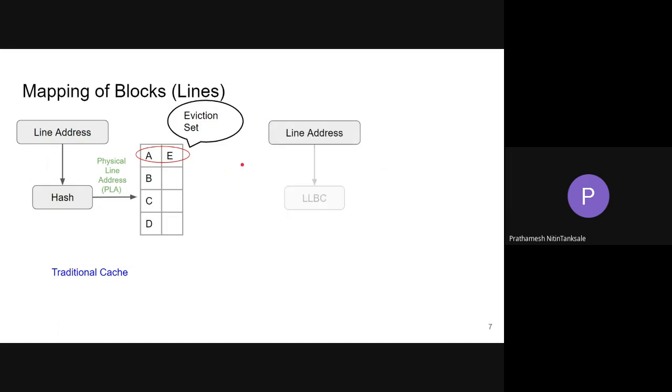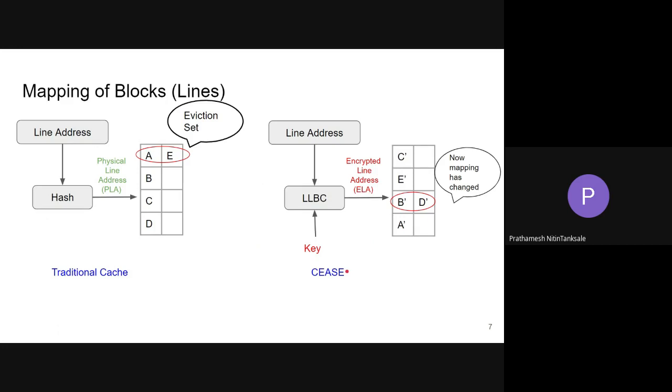Now, when we look at the encryption based cache, this is the low latency block cipher which they are using for encryption, and this is the important point. They are generating a random key. Here the hash function was pretty much fixed, no matter how complicated it is. Now they will generate a random key value, which will be given to this low latency block cipher, and then this physical line address gets converted into this encrypted line address. What we mean is, now it is indexed by the key.